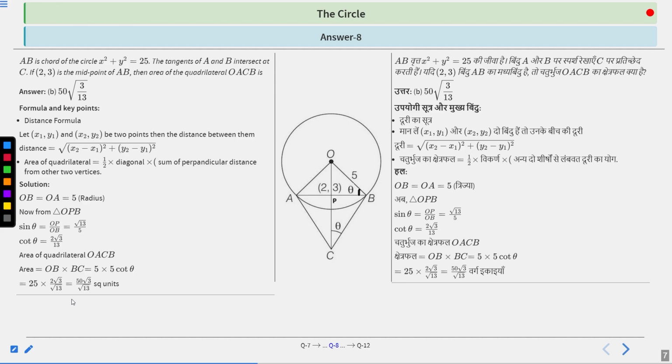25 into cot theta is equal to 25 into 2 root 13 by 13, which is 50 root 13 upon 13 square units, right? So option B is the right answer. Got it? Now let's move to the next question.